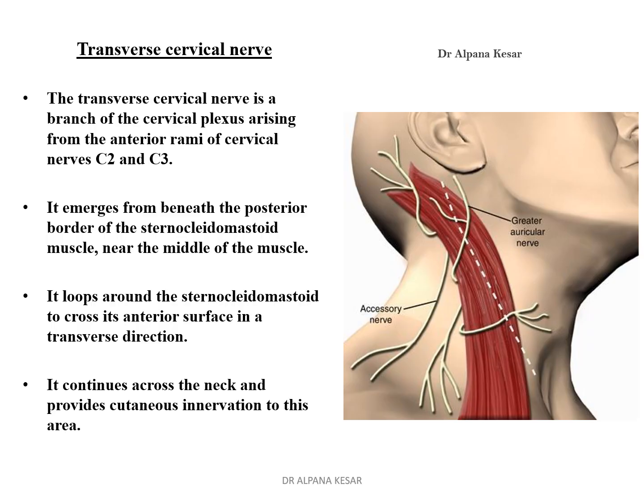Transverse cervical nerve. This is the transverse cervical nerve. Transverse cervical nerve is a branch of the cervical plexus arising from the anterior rami of the second and the third cervical spinal nerves. It emerges from the posterior border of sternocleidomastoid muscle near the middle of the muscle. It then loops around the sternocleidomastoid muscle to cross its anterior surface in a transverse direction. It continues transversely across the neck and supplies a large area of skin of the neck.